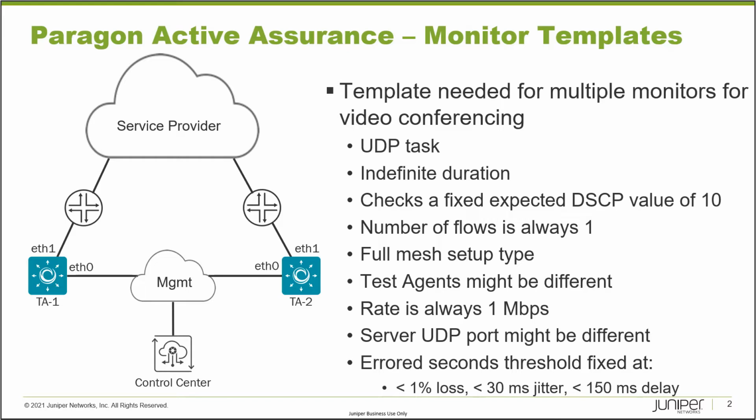At this point, it might be a good idea to point out which values will be static and which values will be dynamic. The UDP task is just going to be a task. The duration is something that we won't really mess with in the template. The fixed expected value of 10 is going to be static. The number of flows being 1, always, is again static. Full mesh setup type, static. Test agents might be different, so you might guess dynamic there. Rate, 1 megabit per second, static. UDP port could be different, and so that's going to be dynamic. And then the error seconds are all fixed, which means they're static as well. With that being said, let's jump to the control center web interface and get this going.